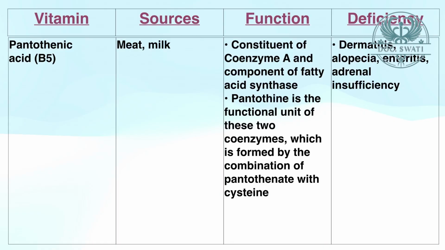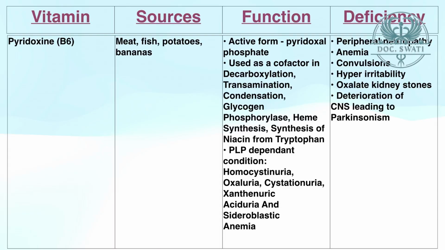Next, we have pyridoxine, B6. Sources: meat, fish, potatoes, bananas. Function: active form pyridoxal phosphate. Used as a cofactor in decarboxylation, transamination, condensation, glycogen phosphorylase, heme synthesis, synthesis of niacin from tryptophan. PLP dependent conditions: homocystinuria, oxaluria, xanthurenic aciduria and sideroblastic anemia. Deficiency leads to peripheral neuropathy, anemia, convulsions, hyperirritability, oxalate kidney stones, deterioration of CNS leading to Parkinsonism.